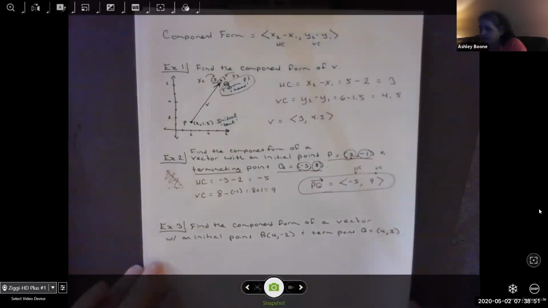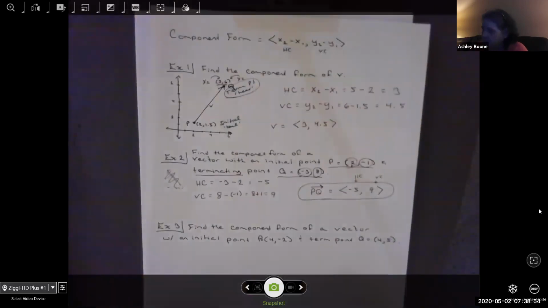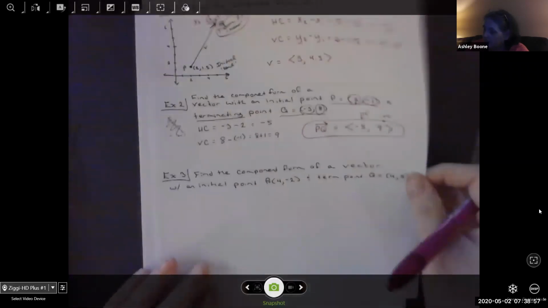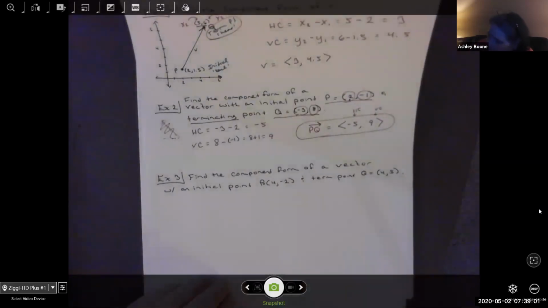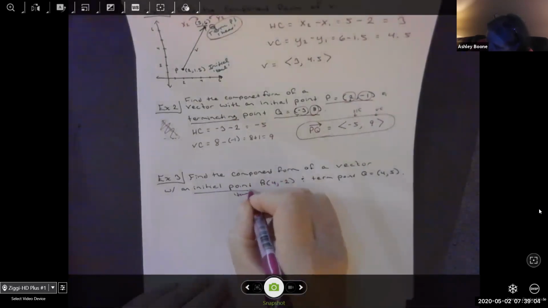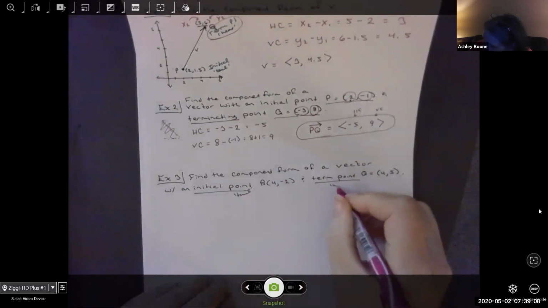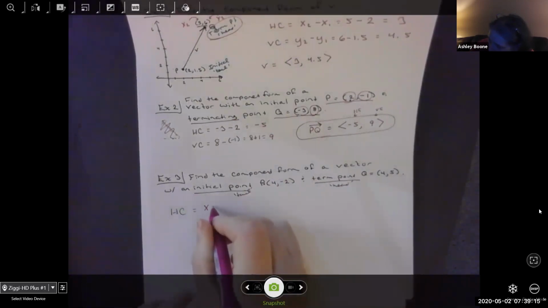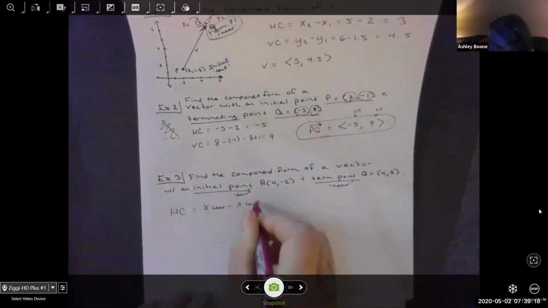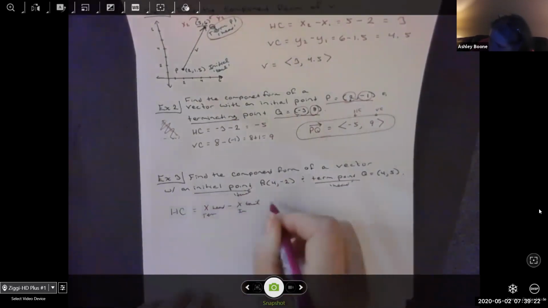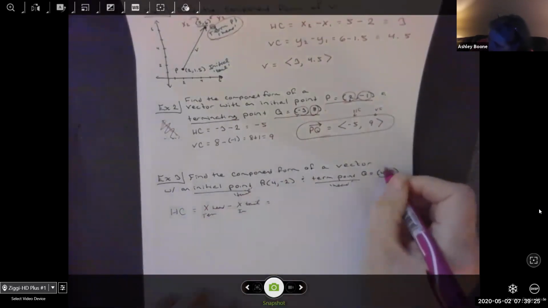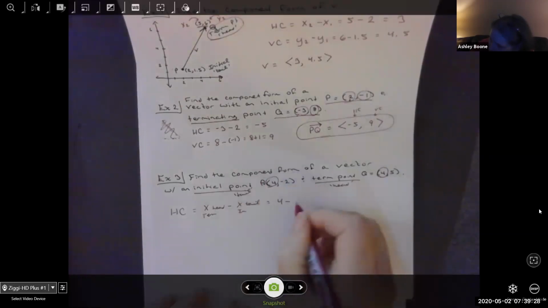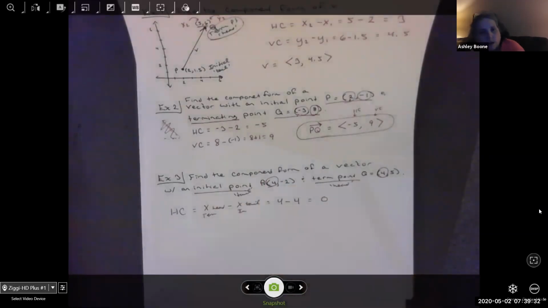Look at example 3. Find the component form of a vector with an initial point of 4, -2, and a terminating point Q of 4, 5. So let's look at what's happening here. This is the initial point, or the tail of the vector, and the terminating point, or the head of the vector. So remember, horizontal component, the x value at the end, the head, minus the x value at the tail. Terminating minus initial. So my terminating x is a 4, minus initial x is a 4. I have 4 minus 4, which is 0. I started at an x value of 4 and I stayed at an x value of 4. I'm not going to the left or the right.